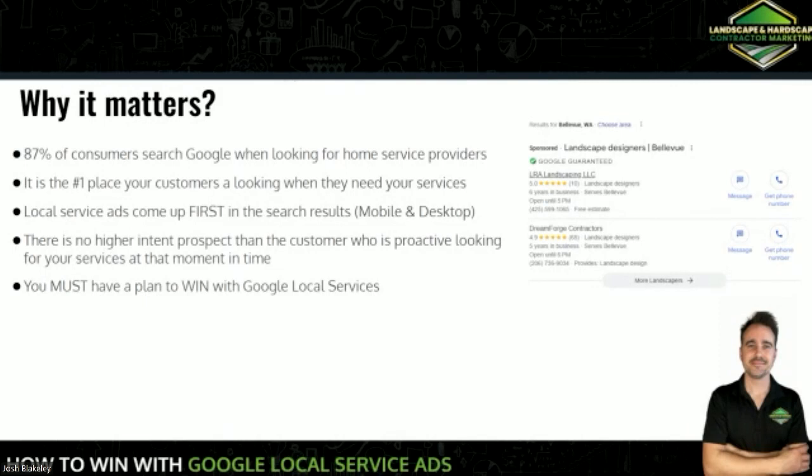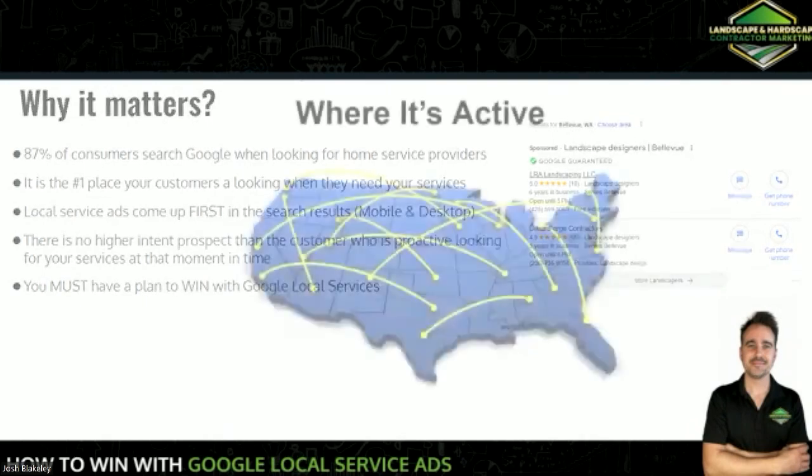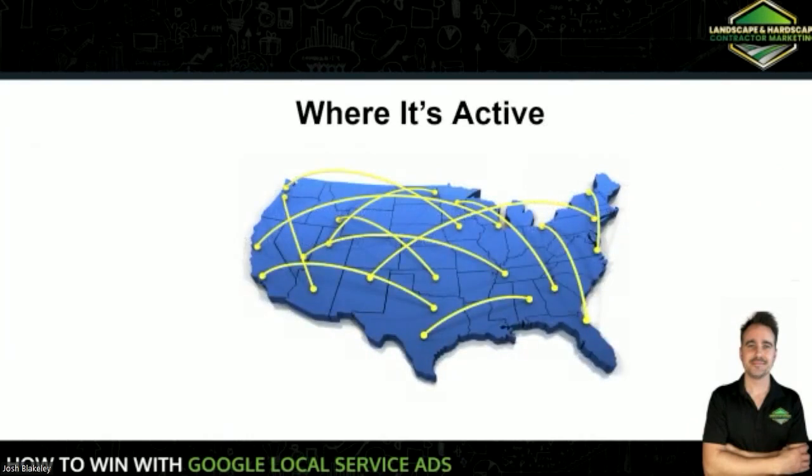And why does it matter? It's because people using Google, they're looking for something in the moment. You've got high intent leads that come through this platform, and this is where they're going to go. And they're the first thing that comes up, whether you're using your phone or the desktop view to do this. So it's very effective, but you also need to make sure you have a plan in place to do it. It's active all across the US.